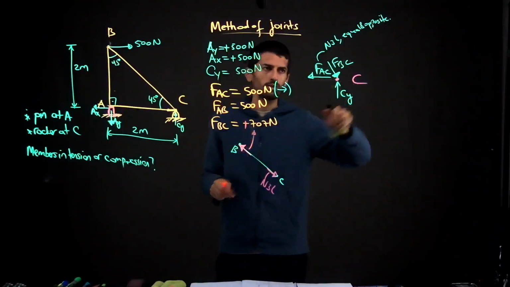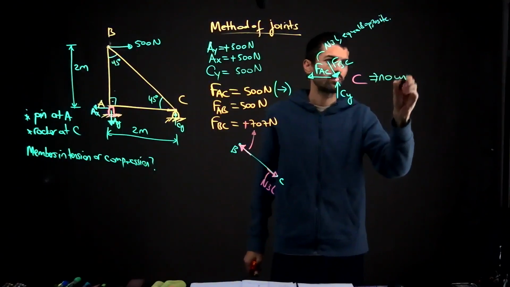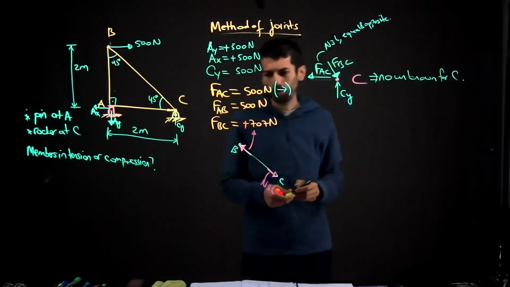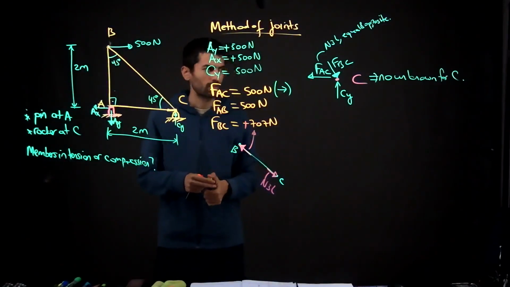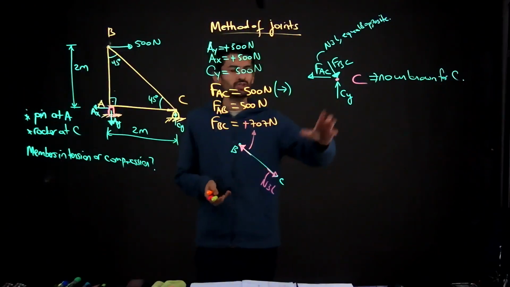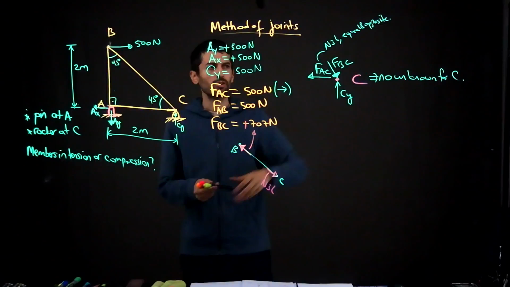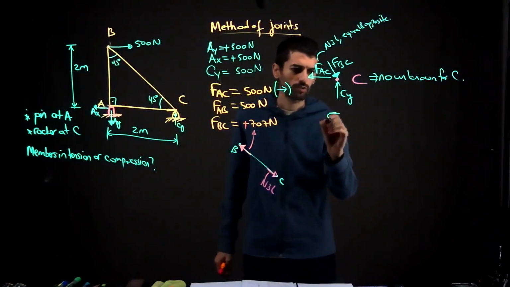So we don't have any unknown for C. All the values are known for C. That's the reason that we don't need to write any equation. You can just check it. You can write one equation and check whether the values that you have are correct or not. So let me do one. This one is a check.